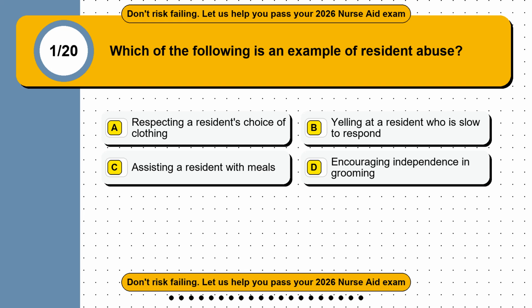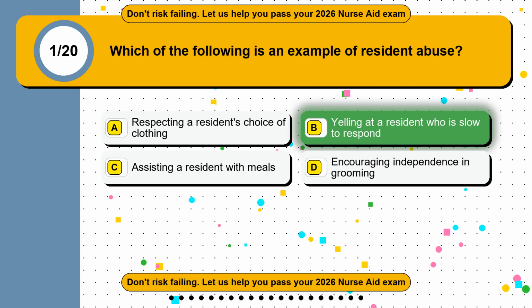Question 1. Which of the following is an example of resident abuse? Option A. Respecting a resident's choice of clothing. Option B. Yelling at a resident who is slow to respond. Option C. Assisting a resident with meals. Option D. Encouraging independence in grooming. The correct answer is option B. Yelling at a resident who is slow to respond.